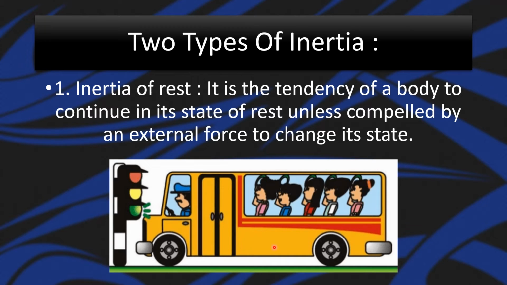We notice that the passengers fall backwards. This is because the feet of the passengers, which is in contact with the bus, shares the motion and moves forward, while the upper body, which is not in contact, doesn't move due to the inertia of rest, hence making the passengers fall backwards.